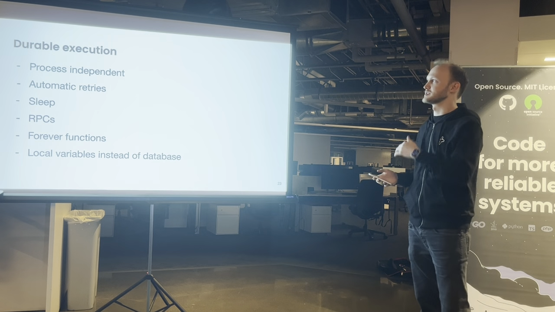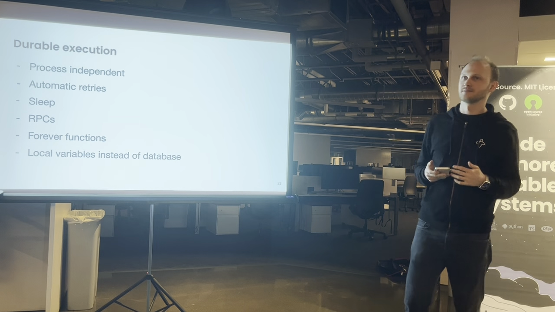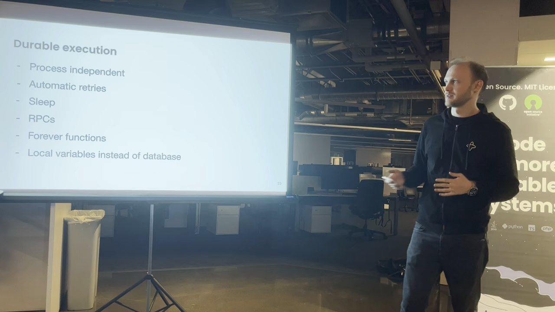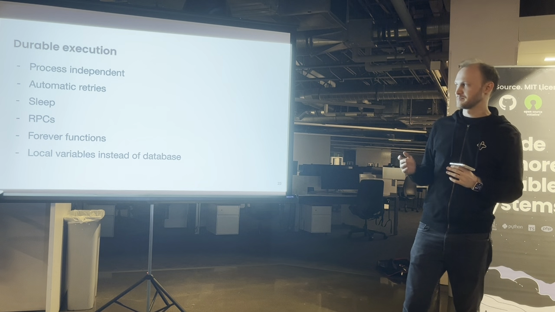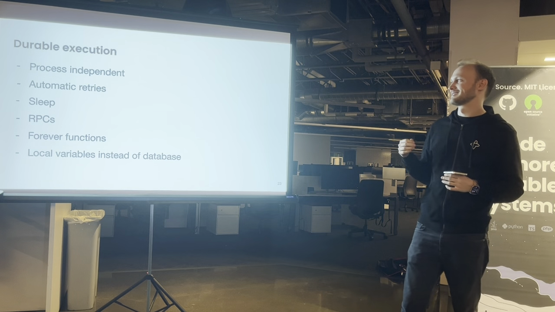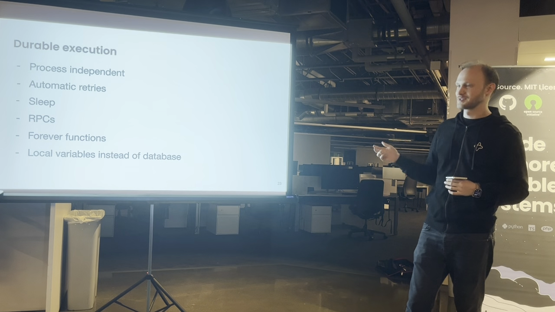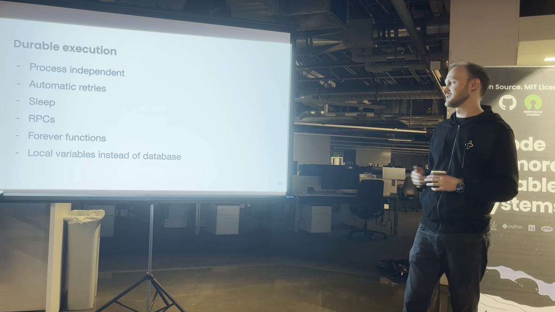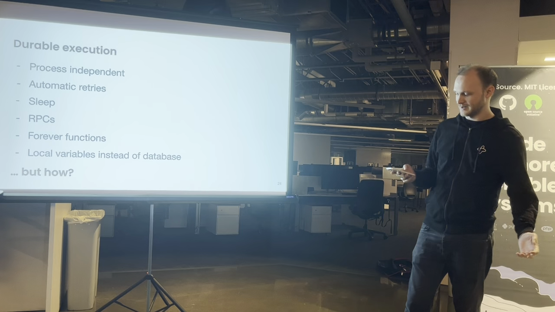So to summarize durable execution, it's process independent. It has automatic retries of intermittent failures of dependencies. You can sleep for arbitrary periods of time. You can call RPCs on the function. Functions can work forever, and you can use local variables instead of storing things in databases. But how?